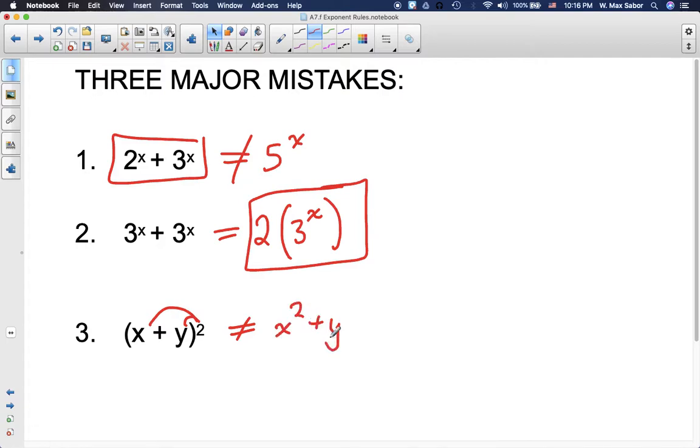And then this, it's very tempting to try to distribute it in and get x squared plus y squared, but it's not. This is going to be x plus y times x plus y, which is not the same thing as x squared plus y squared.